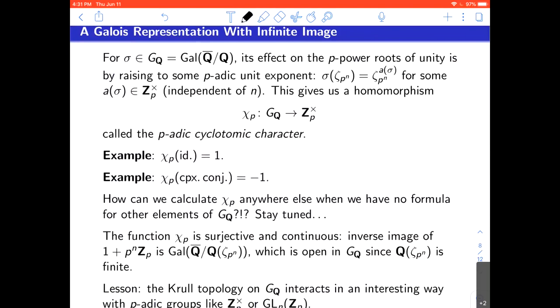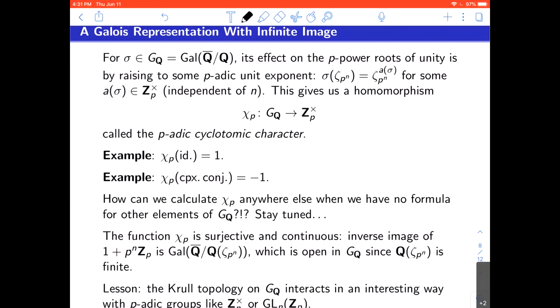So let's just take the group G sub Q, the Galois group of all algebraic numbers over Q, and let's see how things behave when I look at them on p power roots of unity. So when you apply an element of the automorphism group of Q bar over Q to p power roots of unity, well, it's going to send them to other powers of that p power root of unity. As you ramp up the order of the root of unity, the exponents have to be compatible when you compare at the same level. And so you can describe the action by raising to a single number that's a p-adic unit. It maybe has different manifestations at different finite levels, but kind of a single p-adic unit.